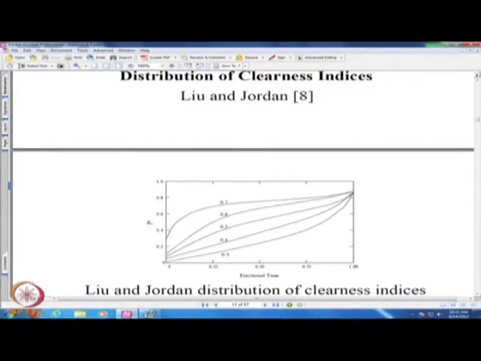100% of them will get less than the highest mark. So, fractional time will vary between 0 to 1, and the clearness index of course varies from 0 to 1 at maximum, and you can see when the average clearness index is very low, lower values are more, and when the average clearness index is high, the higher values are more.